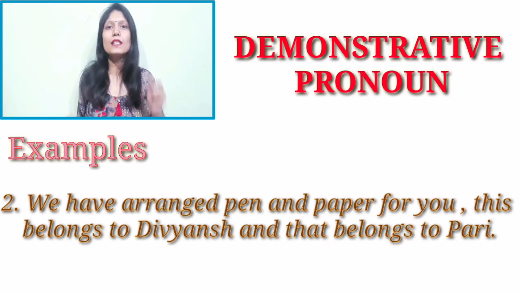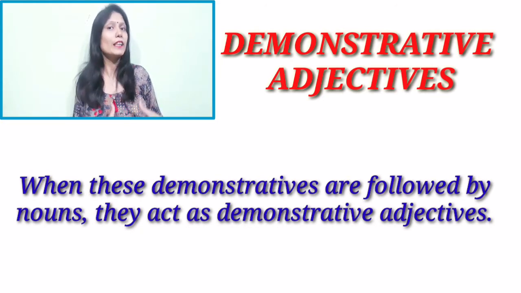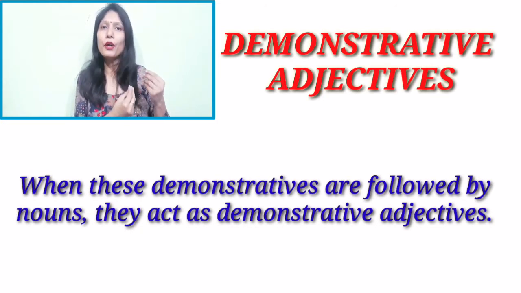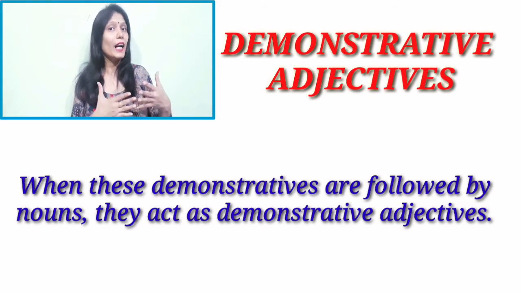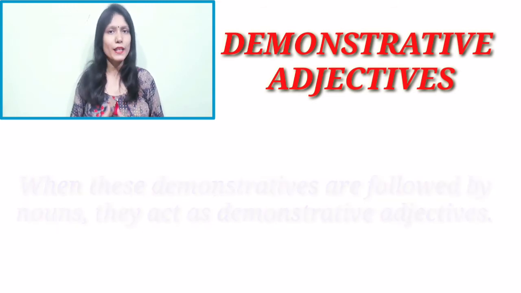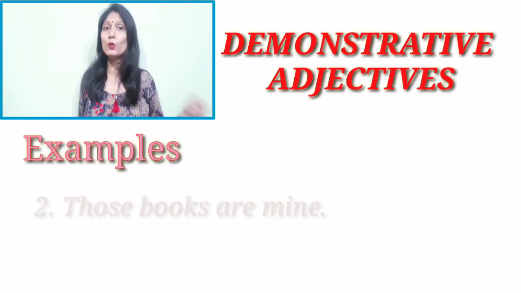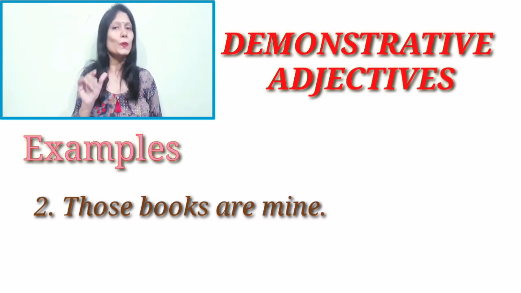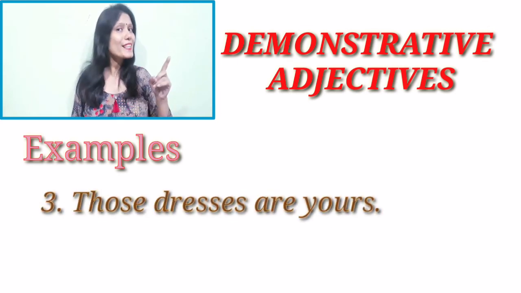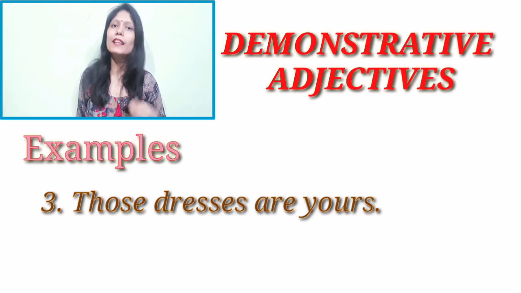Now how do we use this, that, these, those as adjectives, demonstrative adjectives? When these demonstratives are followed by nouns, when they are used with nouns, then they are adjectives. For example, this pen is yours. Here this has been used with the noun pen and that's why it is an adjective. Those books are mine. Here those has been used with the word books and that's why it's an adjective. Those dresses are yours. Those is an adjective because it is followed by a noun, dresses.